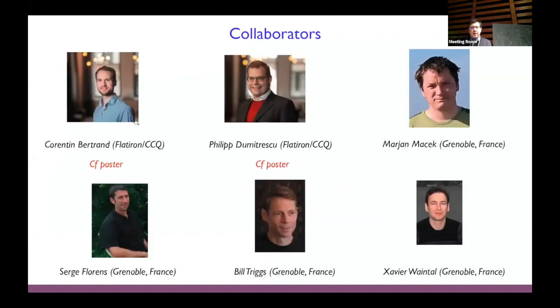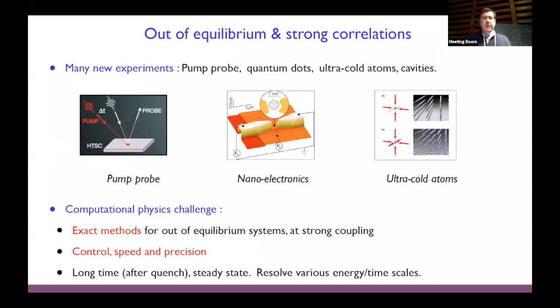So let me first acknowledge my collaborators, especially Corentin Bertrand and Philippe Dumitrescu, who are both here at this conference and present two posters covering what I'm going to discuss and more. And also Serge Florence, in particular for the NRG calculations, and a new collaborator, Bill Trix, a mathematician from Grenoble, who helped us with the Quasi-Monte Carlo technique I will describe in the second part of the talk.